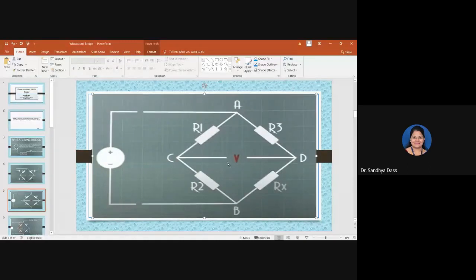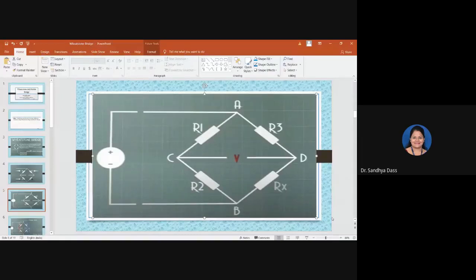If the bridge is balanced, and we know the values of R1, R2 and R3, and we don't know the value of Rx, typically it would have been R4, right? So R4 is our unknown resistance, Rx. Knowing the ratio, using the balanced condition equation, we can always find the unknown resistance, isn't it? So this concept is used in the Wheatstone Bridge. Let me explain how we do that.